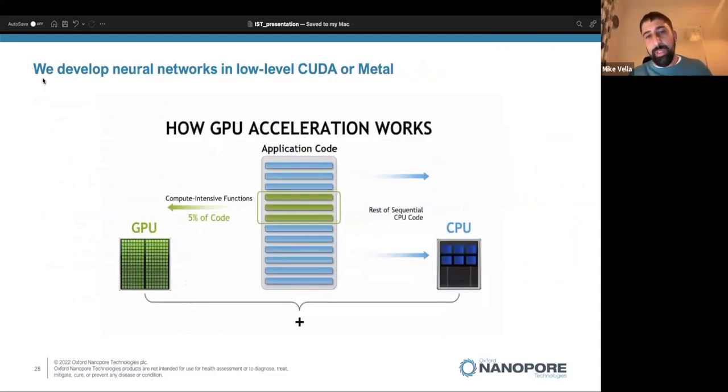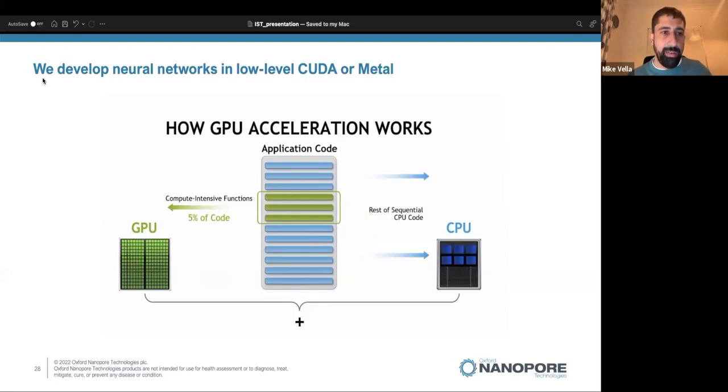So we develop a lot of neural networks in low-level CUDA and Metal. CUDA is a programming language for programming NVIDIA GPUs, and Metal is a programming language for programming Apple GPUs. Most people that do machine learning and deep learning work with tools like PyTorch that do a lot of the GPU interfacing for you. The reason we work at such a low level is, as I mentioned earlier, given the data rates that we produce, we need to extract the maximum performance from our GPUs. And for that, we've developed a lot of expertise, and we've hired experts who know how to do low-level GPU programming.